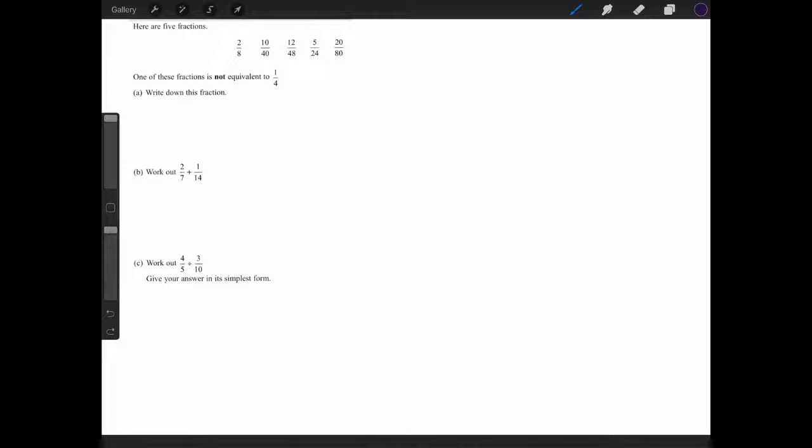So if I look at this, I can say that I multiply 1 by 4, which gives me 1/4. So if I look at these, I can see 2 times 4 is 8, so that is equivalent to 1/4. 10 times 4 is equivalent to 1/4. 12 times 4 is 48, so that's equivalent. 5 times 4 is 20, so that one isn't. And 20 times 4 is 80. So the fraction that is not equivalent is 5/24, okay?